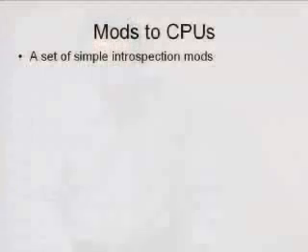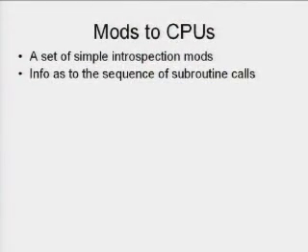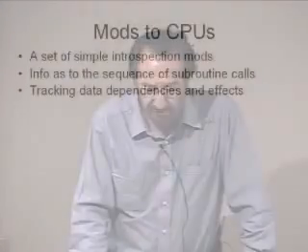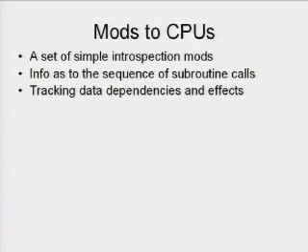What I've found is to make this work right, you need a number of mods to CPUs. And these are things that would help this introspection run well. So, for instance, you could have modes in the CPU where it could keep track of every subroutine call. Just start filling up a buffer with every one that occurred so that it knows what the flow of control was exactly. And keep track of data dependencies and effects.